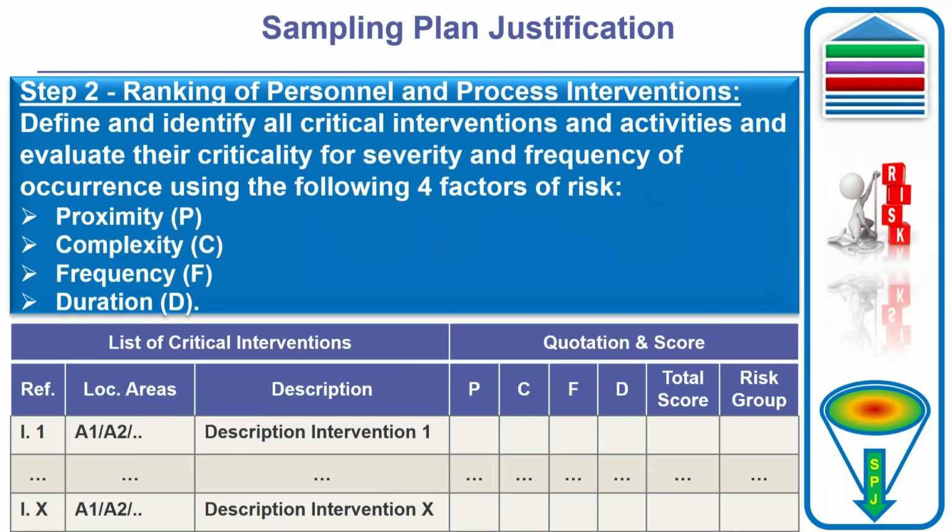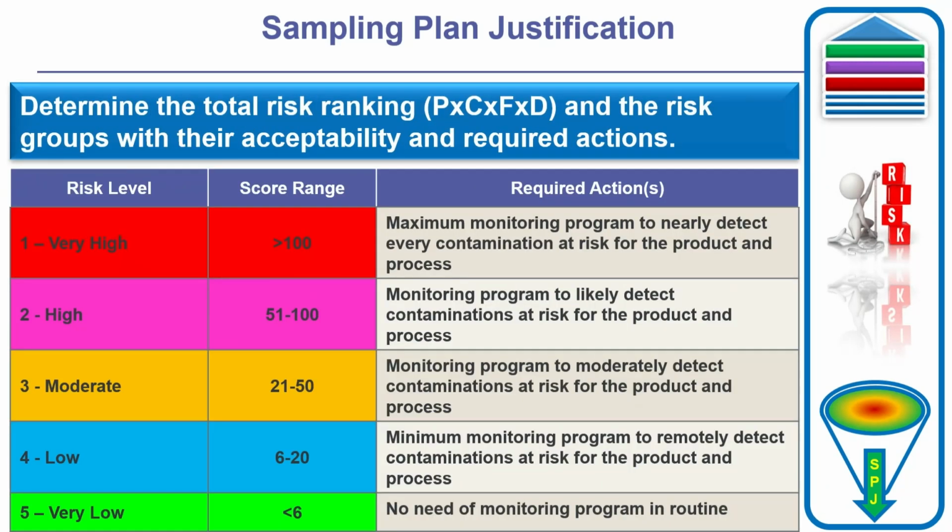That means for each intervention, and that means the correlation with the different areas, we'll show just after. You should describe this intervention and their quotation with a total score with a different factor, and that gives you after the risk group for each intervention. Also here you will define at this step the total risk ranking, multiplication for the 4 factors, and the risk groups with their acceptability and required action.